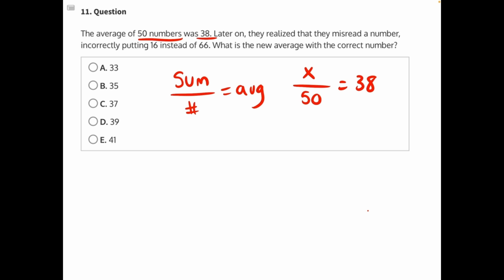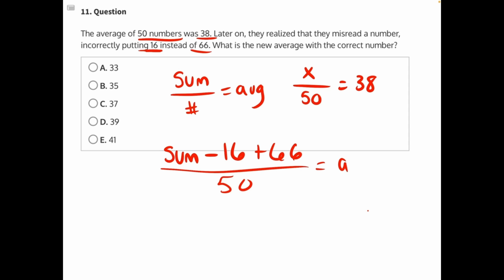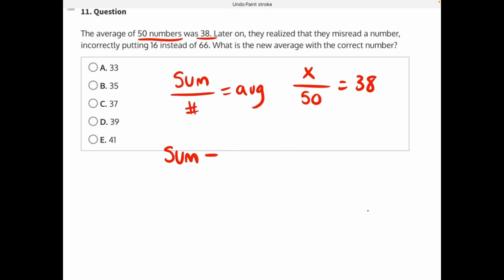But if a number in that sum was incorrect, then we need to subtract the incorrect number, 16, from it, and then instead add the correct number, 66, and then retake the average to find our answer. So let's start with finding that sum. And we can do that by using this equation right here.